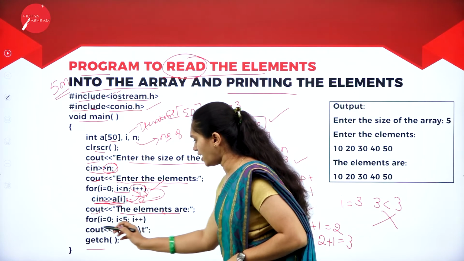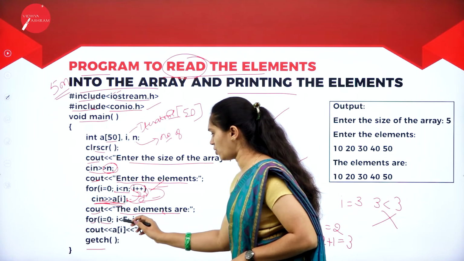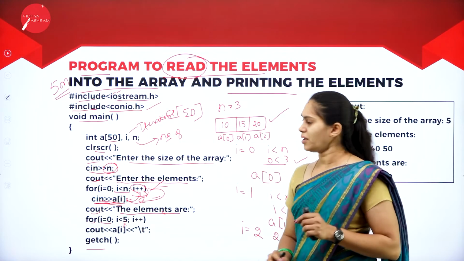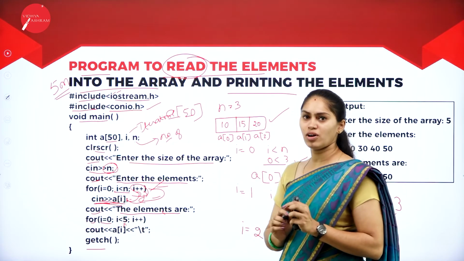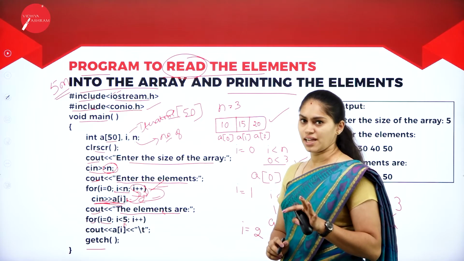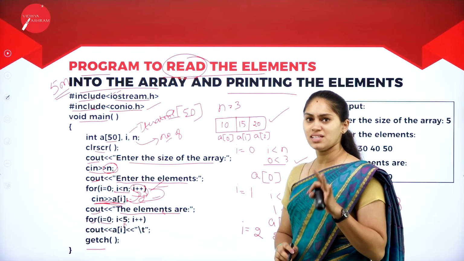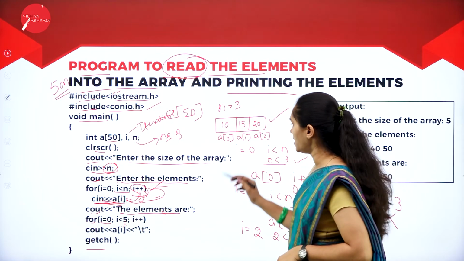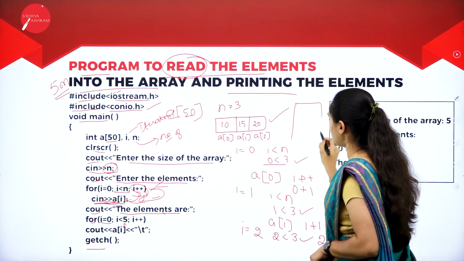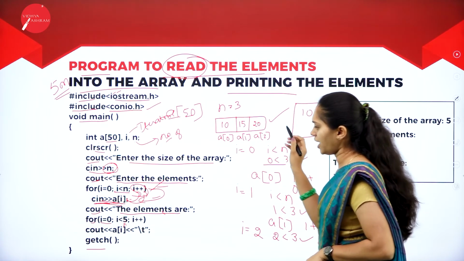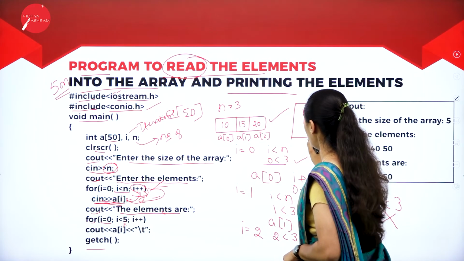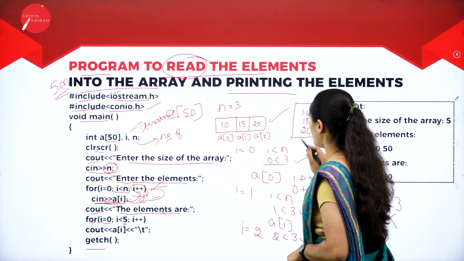Cout, the elements are, for i is equal to 0, i lesser than n. We use i lesser than n because we don't know the exact number of elements here. We are giving the n value as 3, so it will take the elements up to 3. When i is equal to 0, it will display the first element, 10. And when it comes to the next element, i is equal to 2, at that time it will give the value 20.